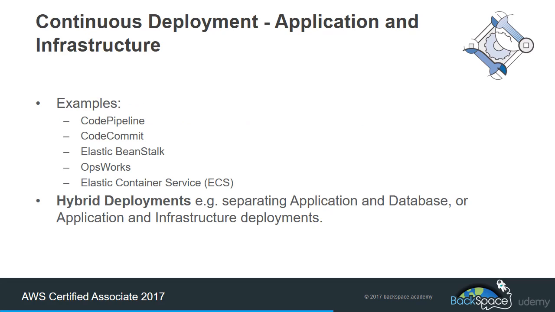We can also have continuous deployment of both our application and our infrastructure. And examples of that again are CodePipeline, CodeCommit, Elastic Beanstalk, because we can actually make changes in Elastic Beanstalk to our infrastructure as well as changes to our application code. And Chef recipes in OpsWorks can define our infrastructure as well as our application, and of course Docker containers in the ECS service.